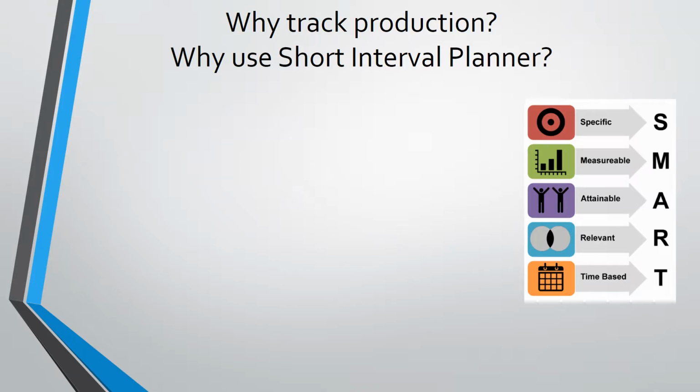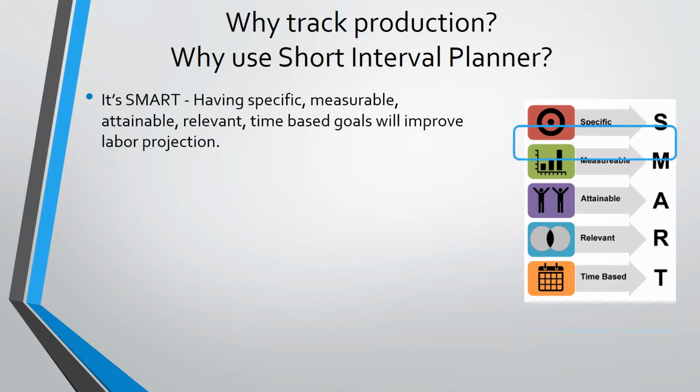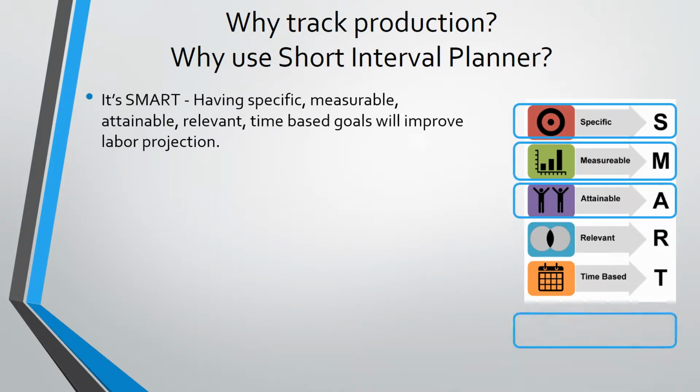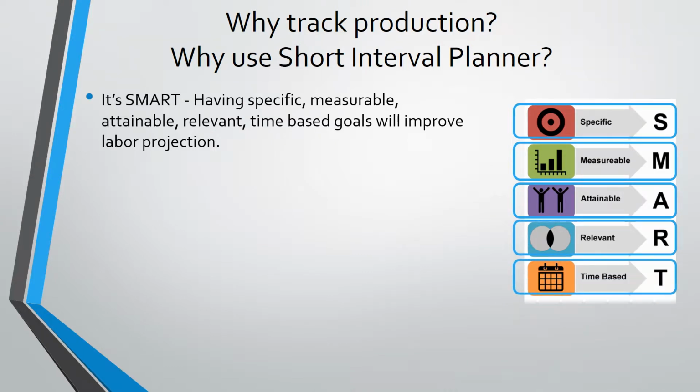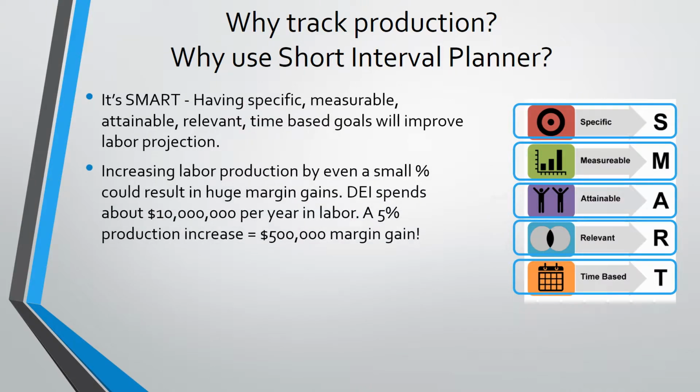The timekeeping portion of Fieldman is very obvious. We all want to get paid for the hours we work. But what about the production tracking and short interval planning? Why is this necessary? Well, it's smart. Having specific, measurable, attainable, relevant, time-based goals will improve labor production. Increasing labor by even a small percent could result in huge margin gains. As mentioned earlier, Design Electric spends about $10 million a year in labor. Just a 5% increase could amount to a $500,000 margin gain.